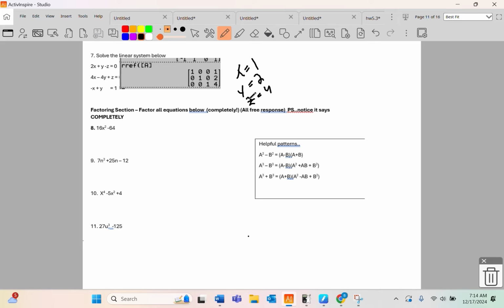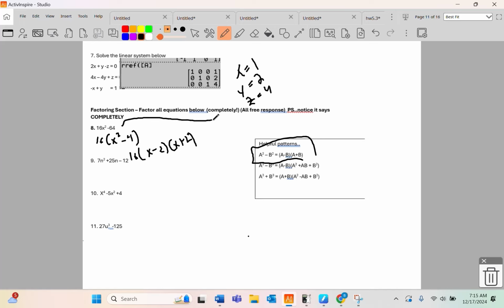Factor all equations below completely. And there's our all free response. Notice it says completely. So I'm going to do this one. I'm going to pull the 16 because I can. If I pull the 16, I'll have x squared minus 4 because 16 times 4 is 64. Now x squared minus 4 is this pattern. Of course, so was the original. It's x minus 2 times x plus 2.